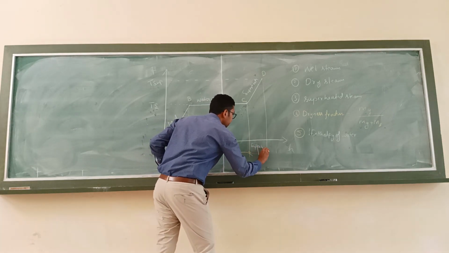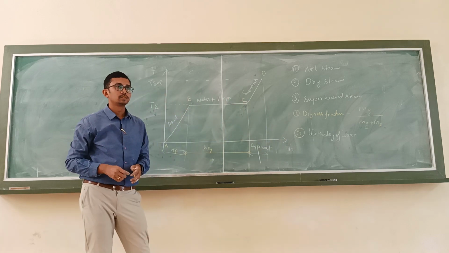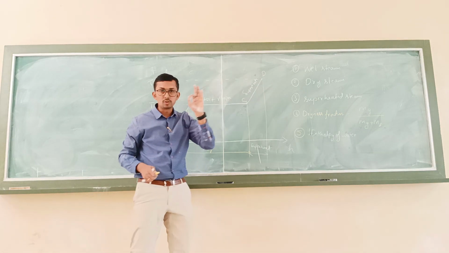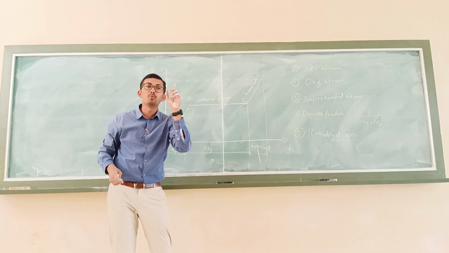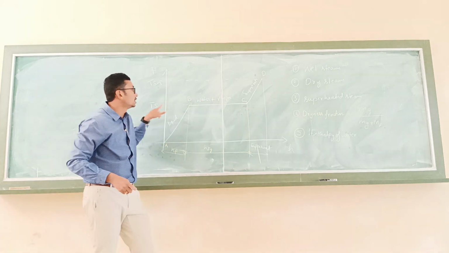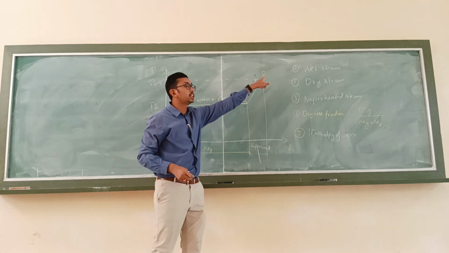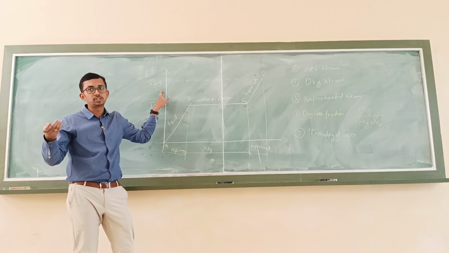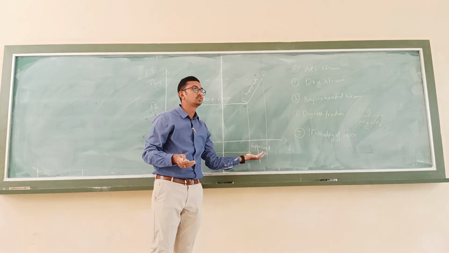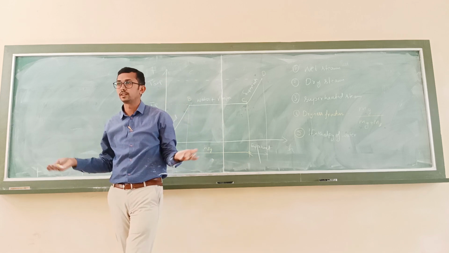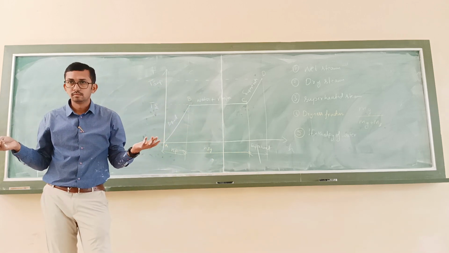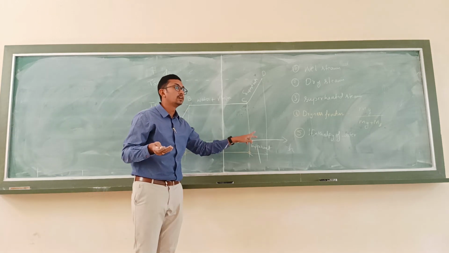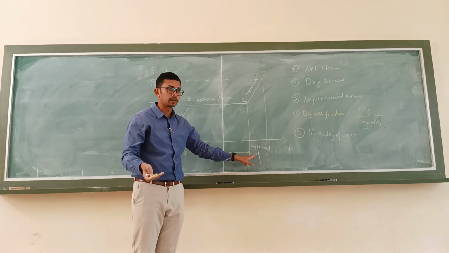Superheat. What is the meaning of superheat? From C to D. Amount of heat required to convert 1 kg of dry steam at saturation temperature to 1 kg of superheated steam at the given superheated temperature at a constant pressure is called as what? Superheat or enthalpy of superheat. Is it clear? So I will repeat once again. Enthalpy of superheat or superheat.